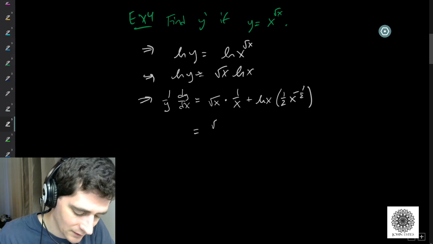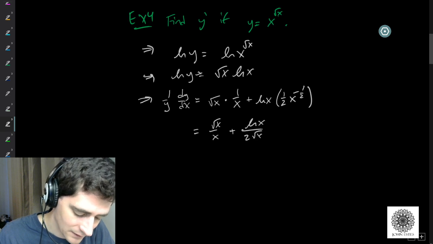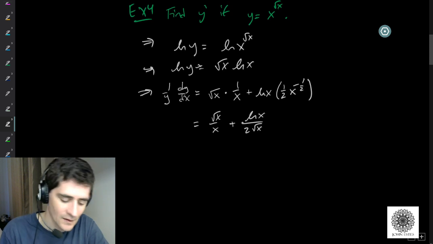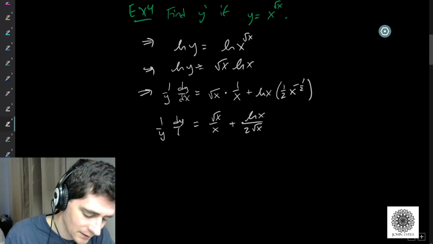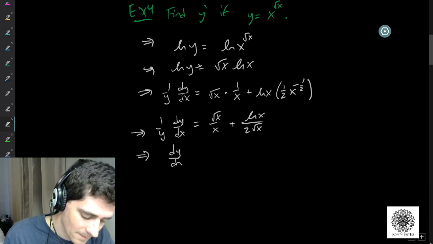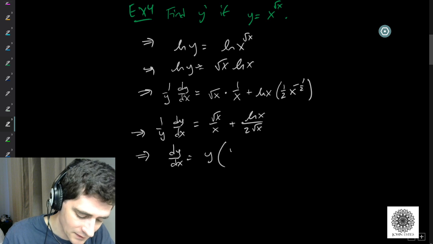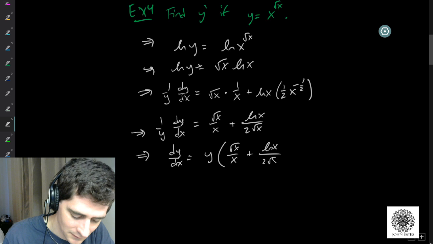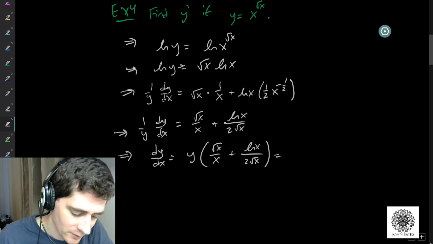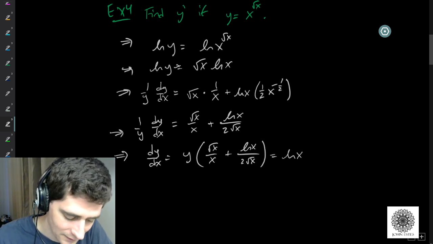Let's see, we get root x over x, and isn't that ln x over 2 square root of x? Something like that. And so that's 1 over y dy dx equals all that. So then my derivative is going to be y times that nasty expression. And so remember, y was this x to the root x power times all that.